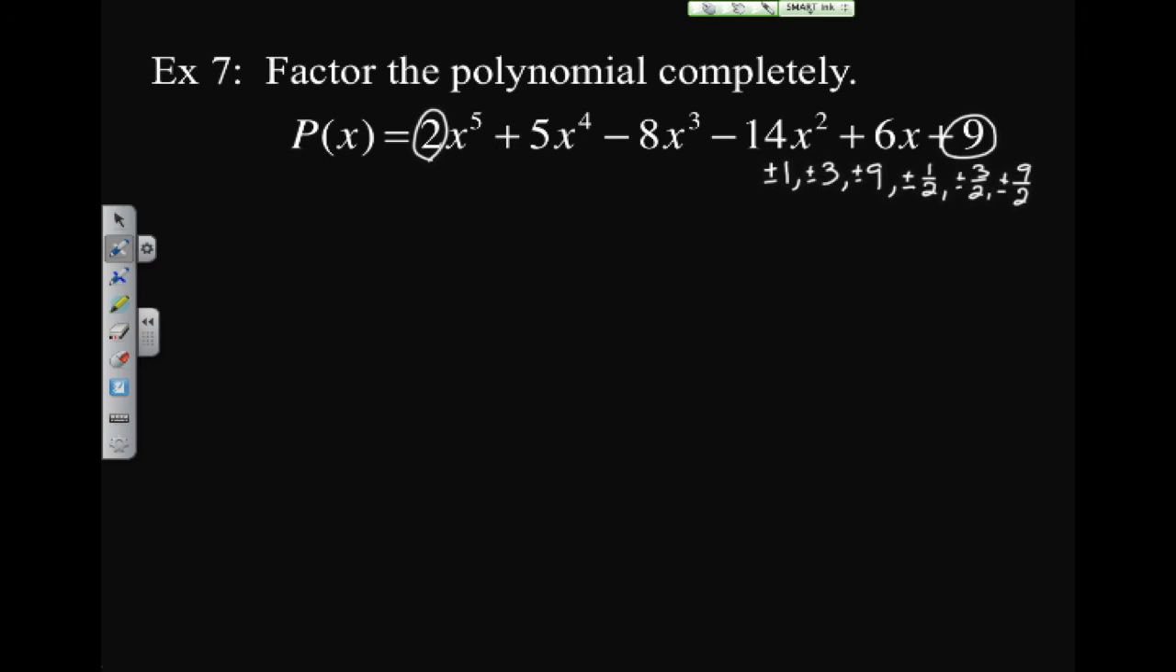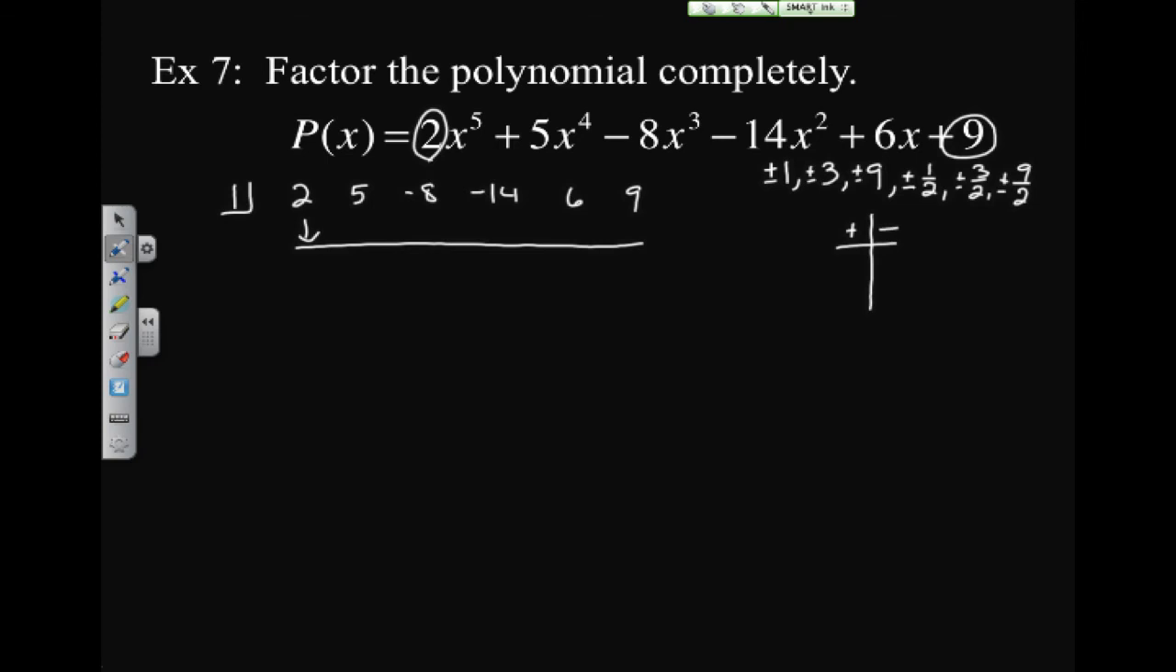So once again, I like to start with numbers that are relatively small. I'm going to start with the 1. We've got 2, 5, -8, -14, 6, and 9. Bring down the 2. Oh, before we even do that, we should probably think about how many answers of each type that we can have. How many positives and how many negatives.